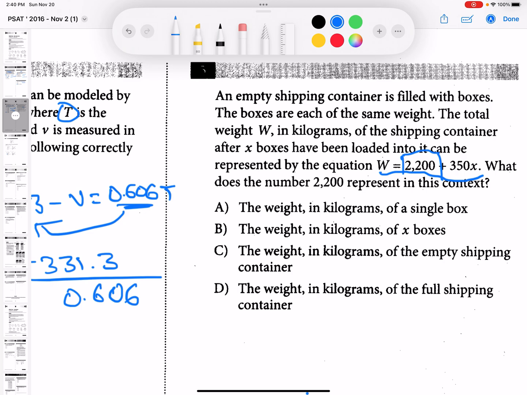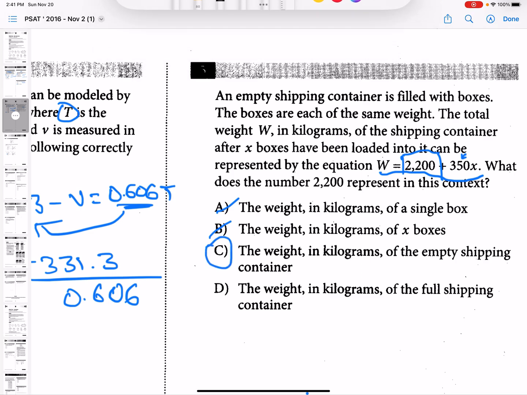So I know that it's its own value. So definitely the weight of a single box is 350, which is already represented here. So it's not A. Weight in kilograms of X boxes, this doesn't have a variable to it, so it's not B either. Weight in kilograms of the empty shipping container. It does mention that the shipping container has weight itself, so that means C should be our answer.